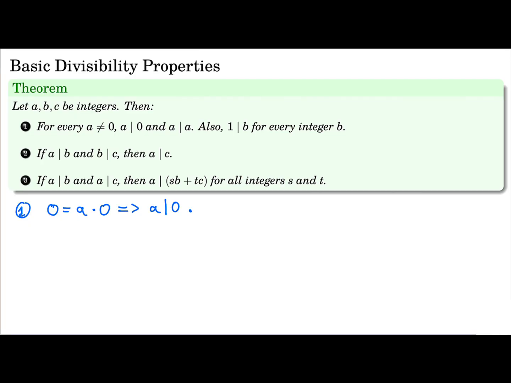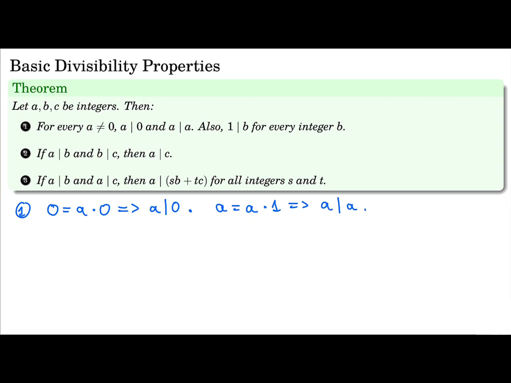Also, since you can always write a equal to a times 1, there is always going to exist an integer, the integer 1, such that when you multiply a by 1, you get a. And so this just means that a divides a.